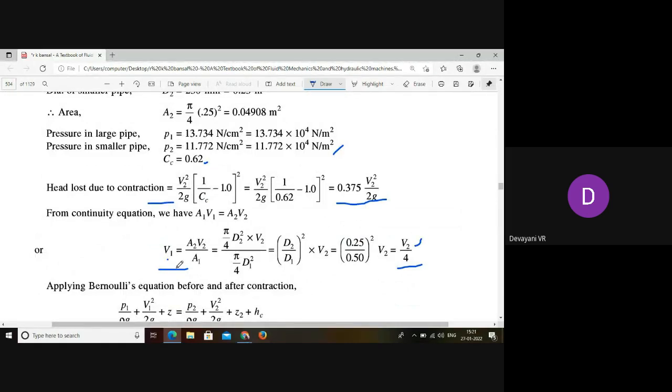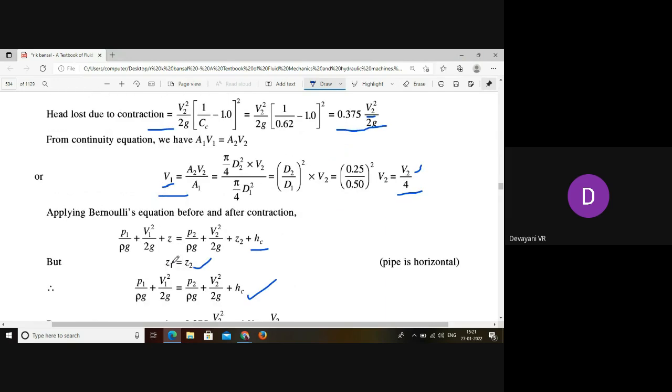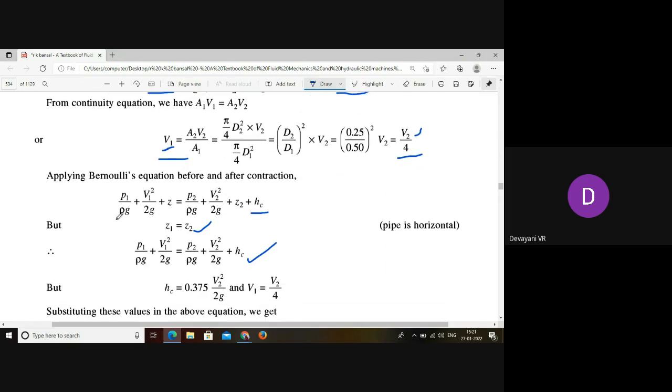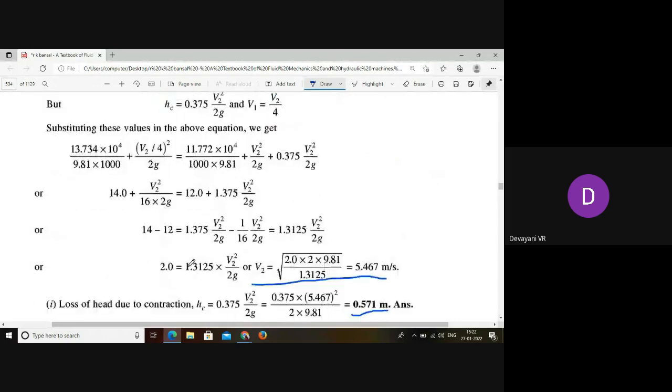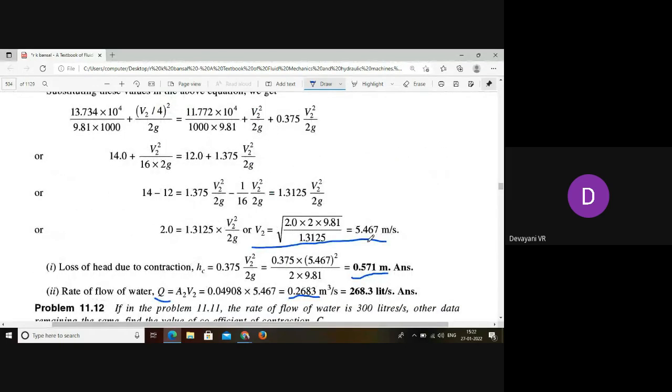From the continuity equation we have taken V1 in terms of V2, and we also have the formula to calculate head loss due to contraction, that is Hc equals V2 square by 2g into (1 by Cc minus 1) whole square. We have the Cc value, so we can write the head loss due to contraction in terms of V2 only. Now we substitute the values of pressure, rho, g, V1 and Hc in the Bernoulli's equation, and simplifying this, we can get the value for velocity.